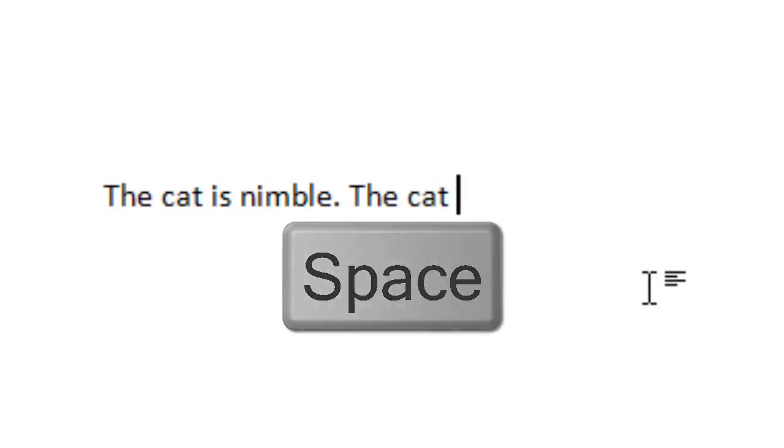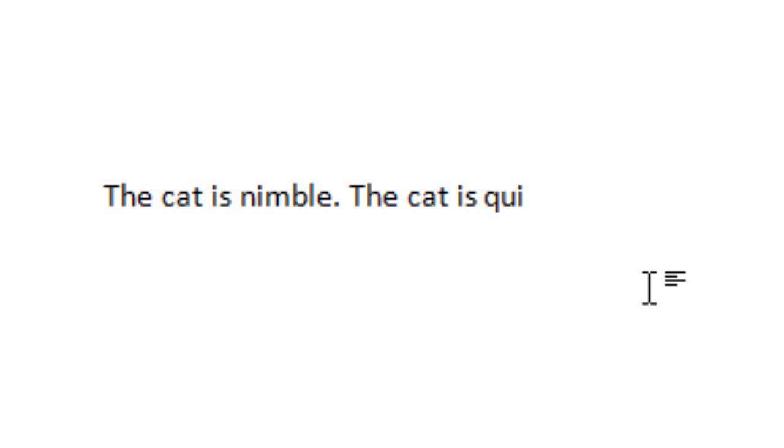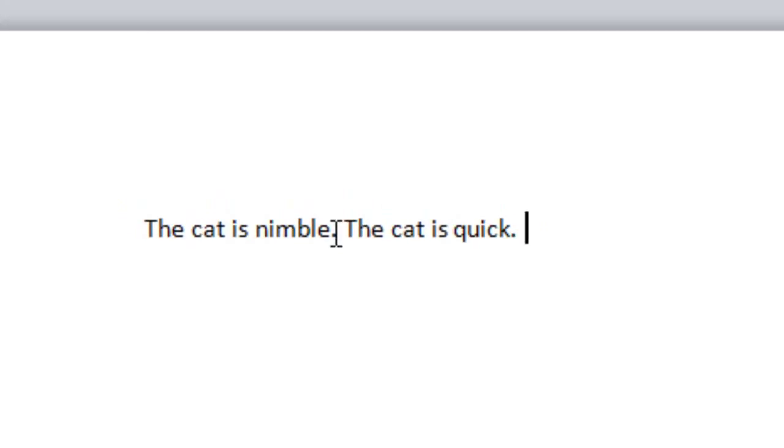That way, when we type another sentence, there's a space between the punctuation and the next word of the next sentence. You always press the space bar after any punctuation: period, exclamation point, or question mark.